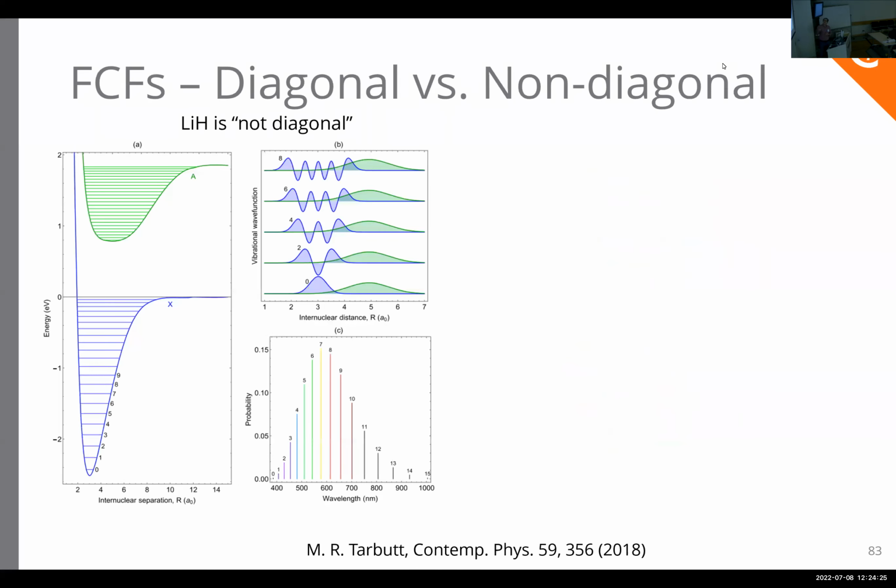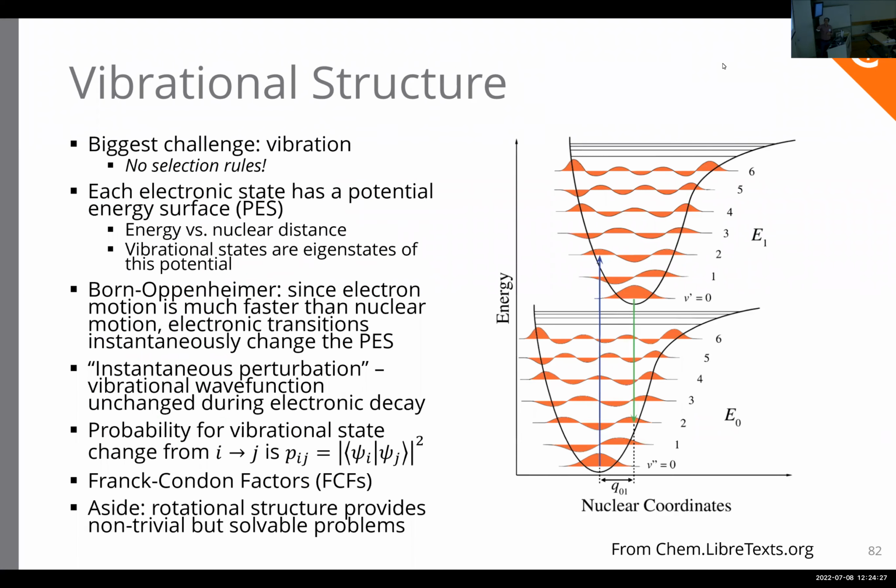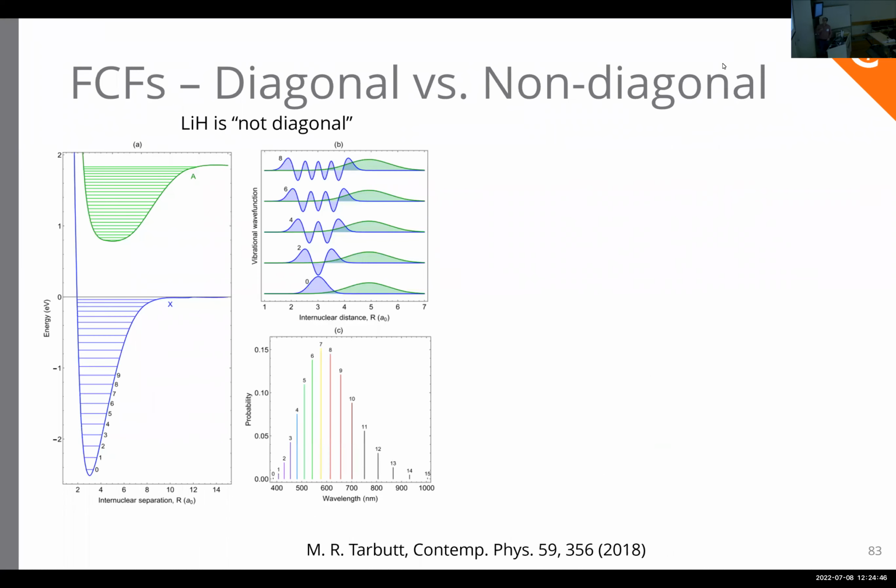not diagonal. What do I mean by diagonal? I mean, if you make a big table of these Franck-Condon factors of where do you start in the excited state, where you end up in the ground state, you would like this matrix to be diagonal, meaning that you never change. Like if you start in I, you can only decay down to I. That would be a diagonal transition, we would say.